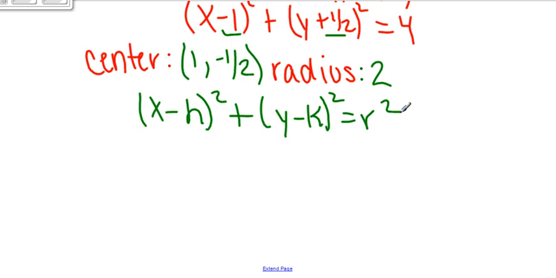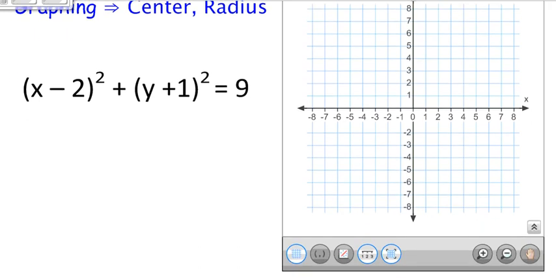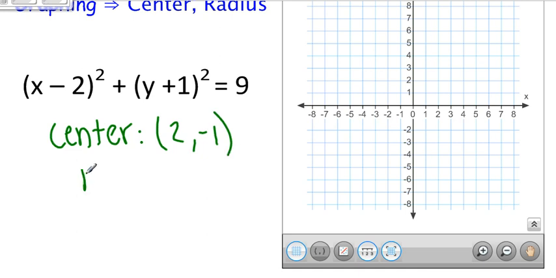All right. Next, we're going to graph that circle. And when graphing circles, we use the h and the k and the radius to do so. So our center point here is going to be 2, -1. And our radius is 3, because the square root of 9 is 3.